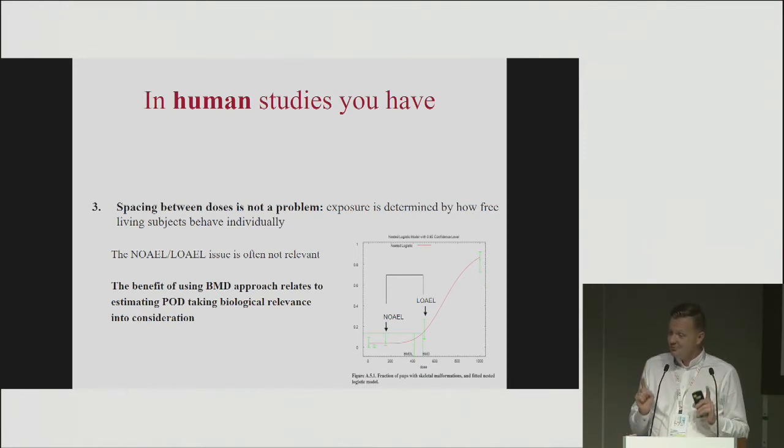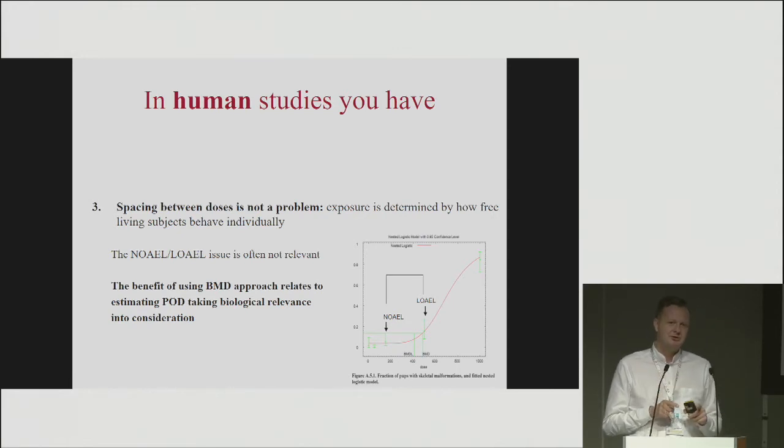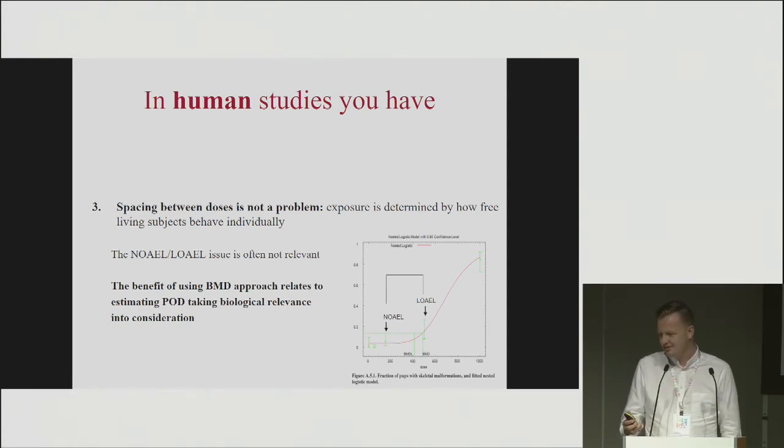Now, in human studies, spacing between doses is not a problem. You're measuring exposure on a continuous scale. I have a different exposure profile from my wife because we eat slightly differently and we exercise differently, and there are a lot of things, even if you live in the same environment, so you get continuous data points. So extrapolating between a no-well and a low-well is technically not an issue, even if you work with quantal data.